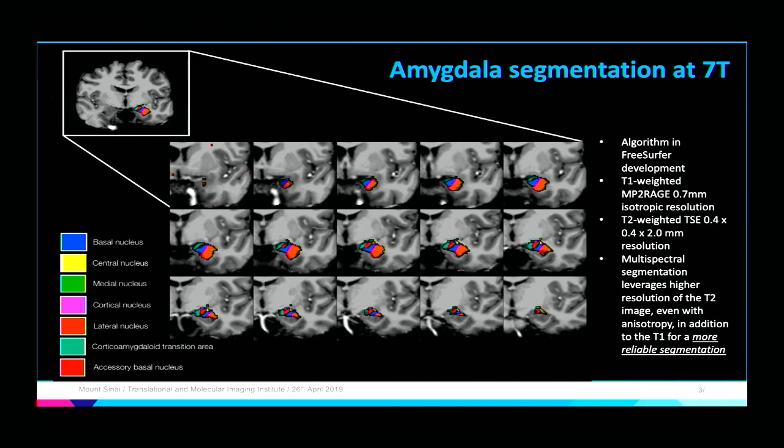In the middle row, you can see quite clearly the larger nuclei, so that is the basal, lateral, and accessory basal. And then in the bottom right hand image, you can see the smaller nuclei, so that's the central, medial, and cortical nuclei.